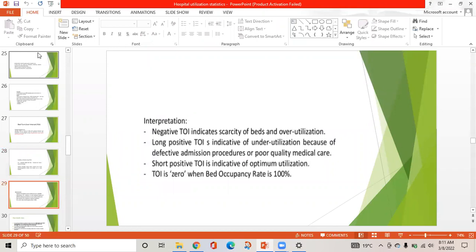Interpretation: a negative turnover interval indicates scarcity of beds and overutilization. A long positive turnover interval is indicative of underutilization because of defective admission procedures or poor quality medical care. A short positive interval shows optimum utilization. And if it is zero, it shows bed occupancy is 100%.